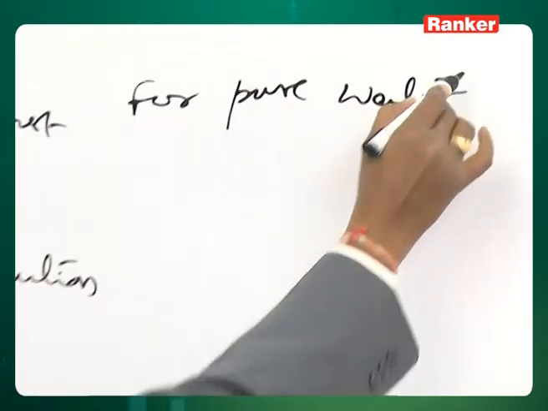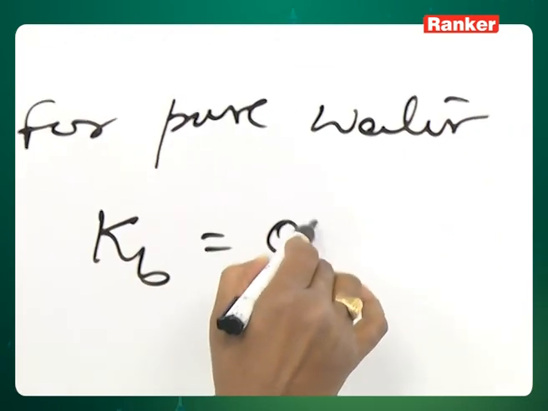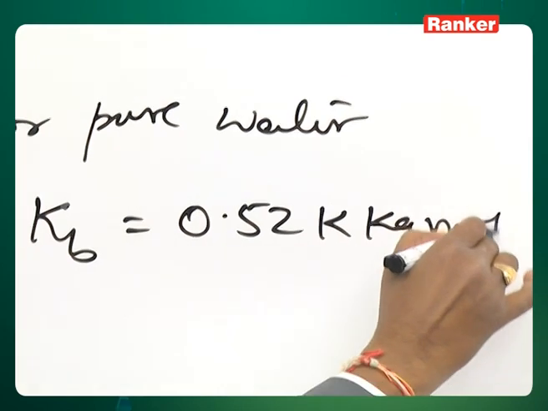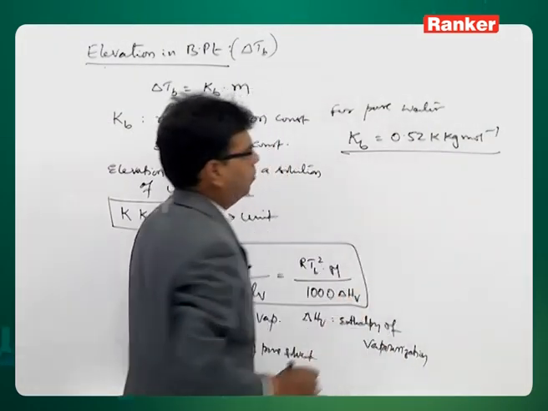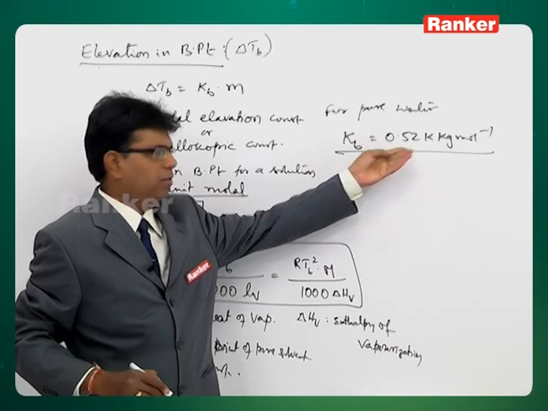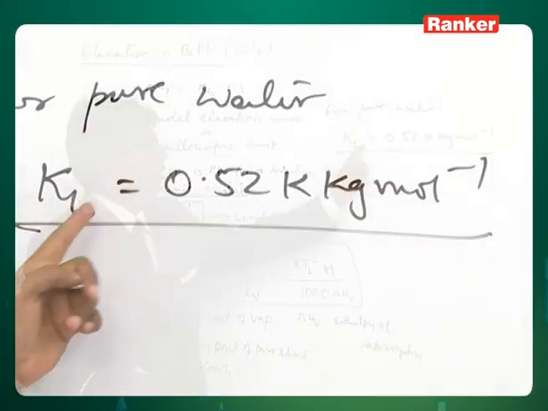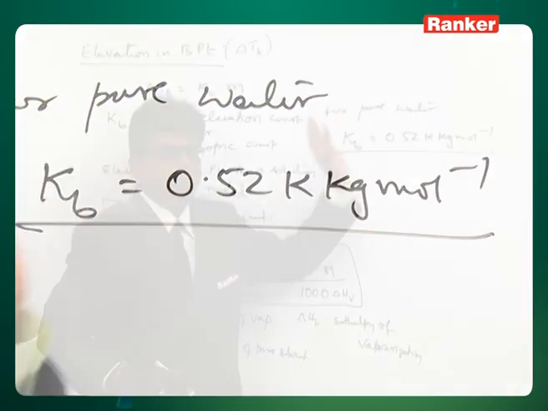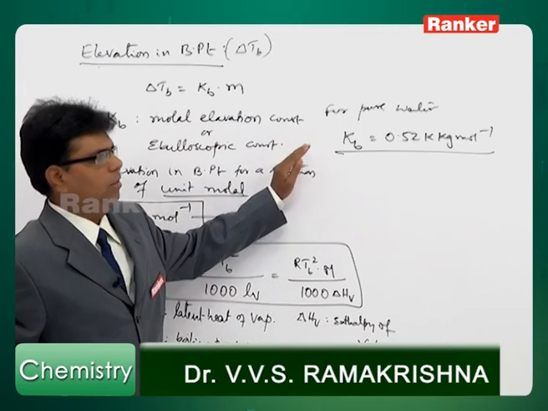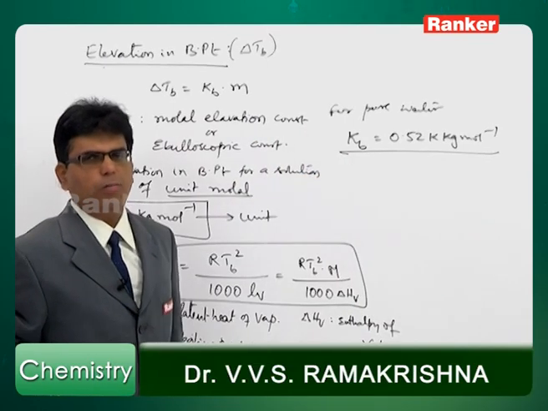as a solvent, this Kb is equal to 0.52 Kelvin kg per mole. This is the one we most frequently come across in solutions. So, Kb is equal to 0.52 Kelvin kg per mole. Now, this is the actual concept of elevation in boiling point.